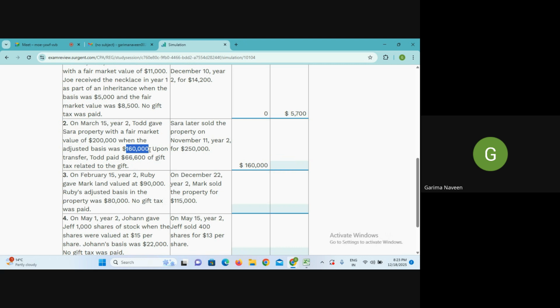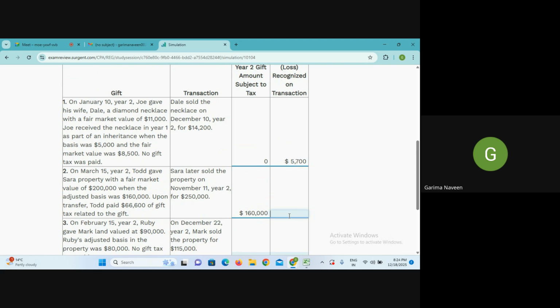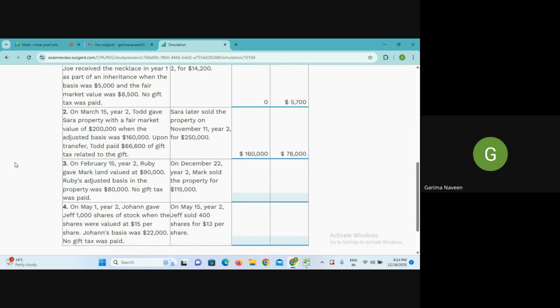1,73,320. Since fair market value is greater than this carryover basis, no exceptional rules apply here. So simply subtract your basis from the selling price. Subtract the 173 whatever you are getting from 250,000, and you will get the net gain or loss amount. How much will it be? 76,680. Okay. I am not calculating, so please do the calculation carefully.